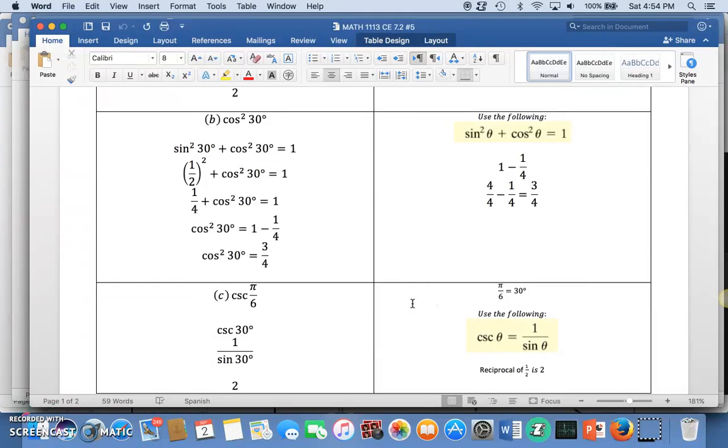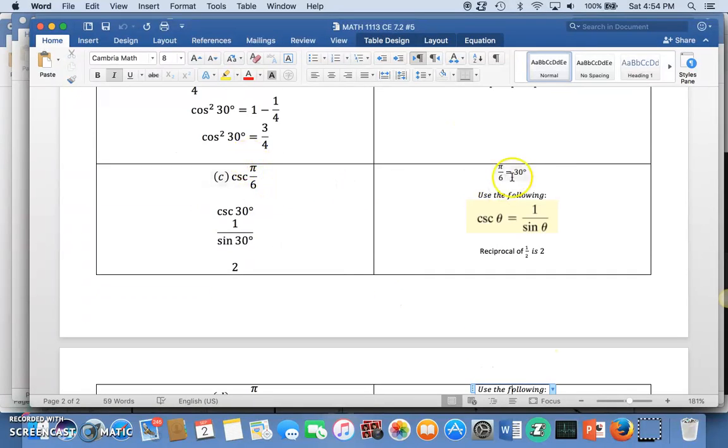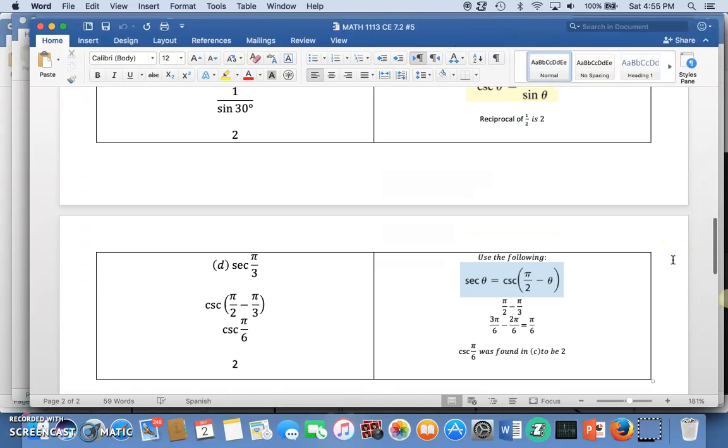Okay, now you've got the cosecant of pi over 6. Pi over 6 is 30 degrees. And if you use this little form right here, the cosecant and sine are reciprocals. So it's like the cosecant of 30, which is just the reciprocal of sine, so 1 over sine. Remember that sine was 1/2, and when you take the reciprocal of 1/2, you get 2. So your answer is 2 for C.